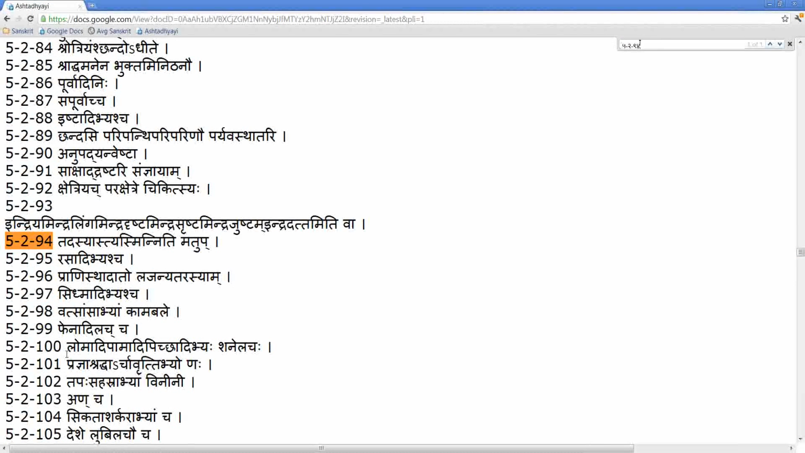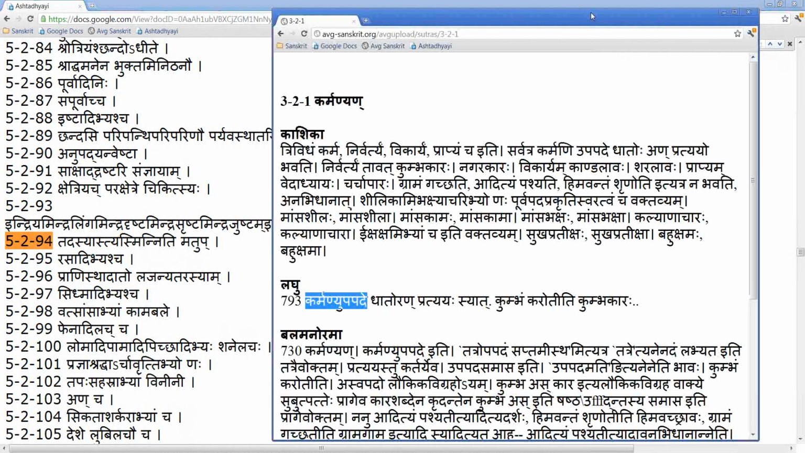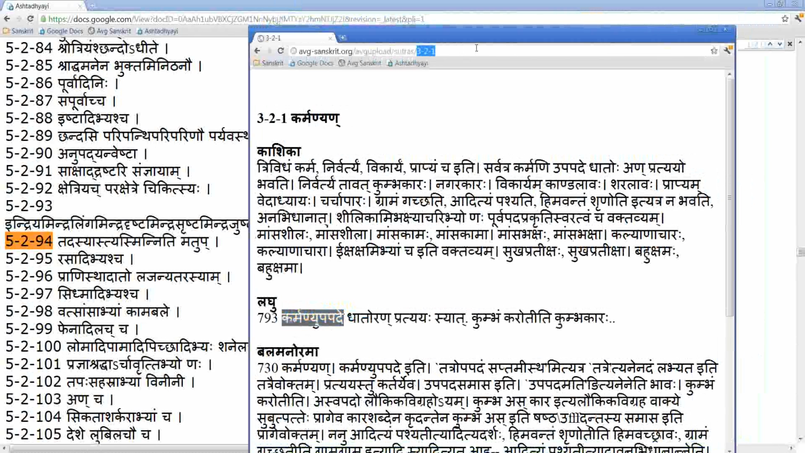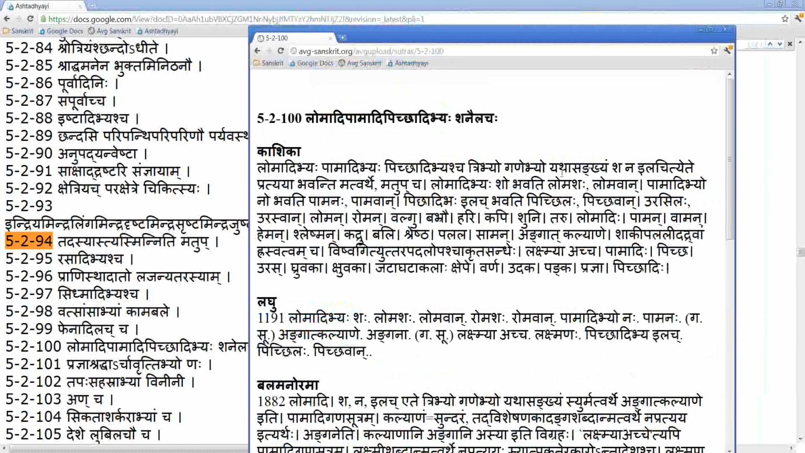So this La is for one who has that. Shamala, we say, right? One who has the dark color. So one who's dark. Shana ilach, let's see, ilach Shamala. No, one second, because this may not be it. I'm sorry, excuse me for a second. Because 5.2.100, I think I gave the wrong number. Lomadi Pamadi Pichchhadibhyah Shanelachah, Jatila. No, that's not it. There must be another sutram here.